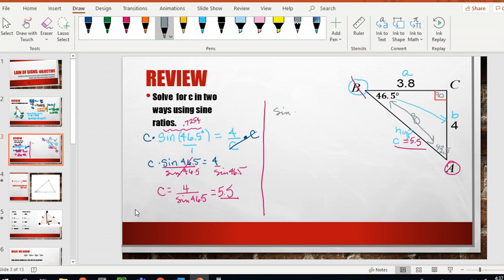So I do sine 43.5 equals 3.8 over C. And C should come out to be 5.5 once again, all right? To finish this out, I'm going to multiply both sides by C, and that will give me, this cancels, and that will give me C sine 43.5 equals 3.8, almost said 38.